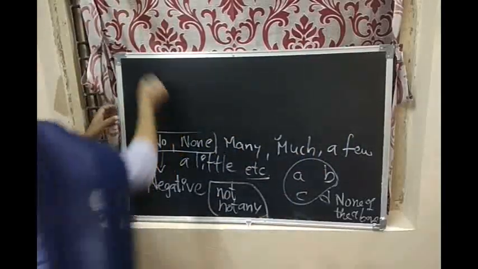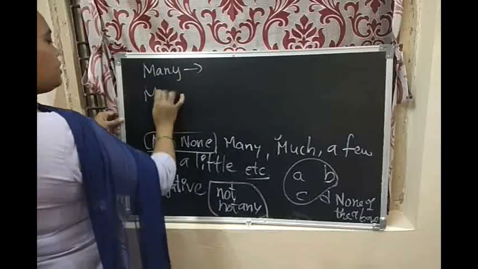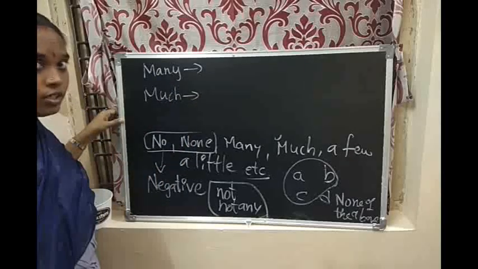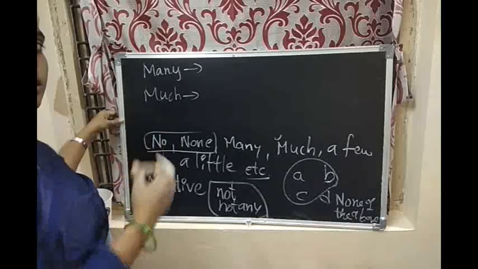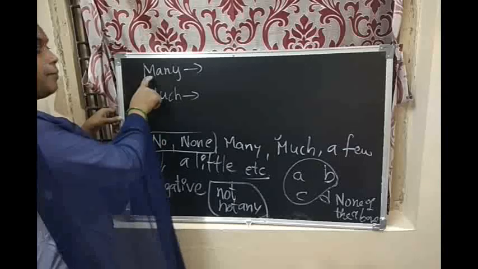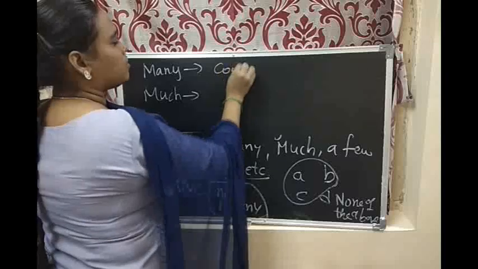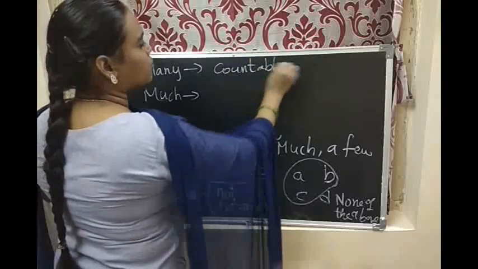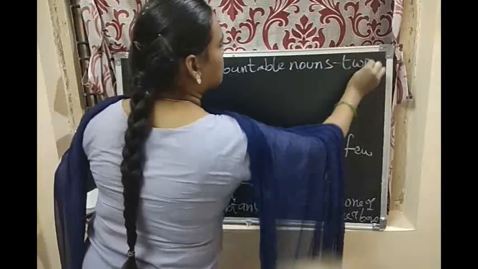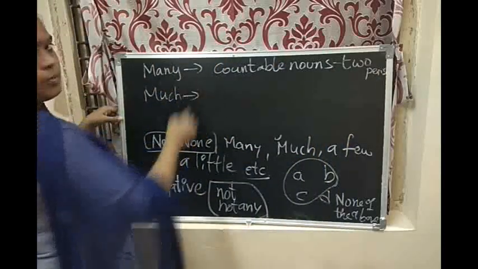Coming to many and much. Dear, I think you have to know countable and uncountable nouns. Yes or no? These are the different types. Two types of nouns. What are they? Countable and uncountable. Many we can use before countable nouns. For example, 2 pence. Countable, we can count.